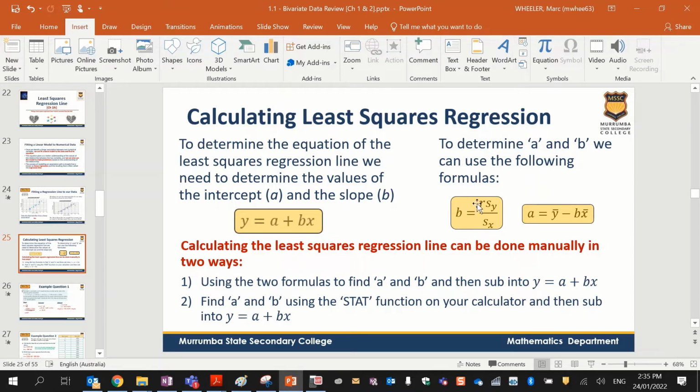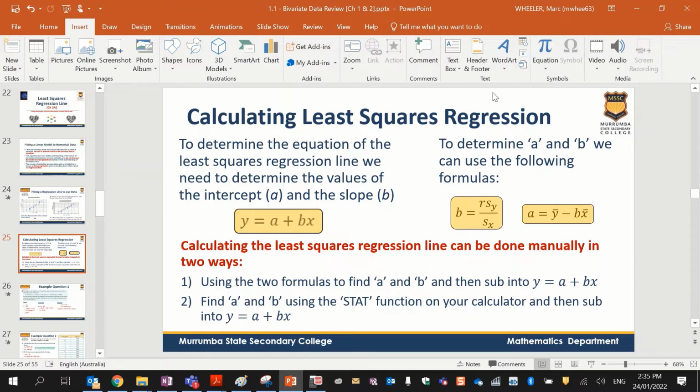b is r, which is the correlation coefficient, multiplied by the standard deviation of the y's over the standard deviation of the x's. And then a equals the mean of the y's, take away b times the mean of the x's. A lot of information. We'll look at these two examples.